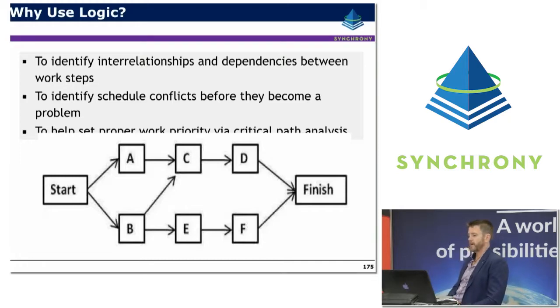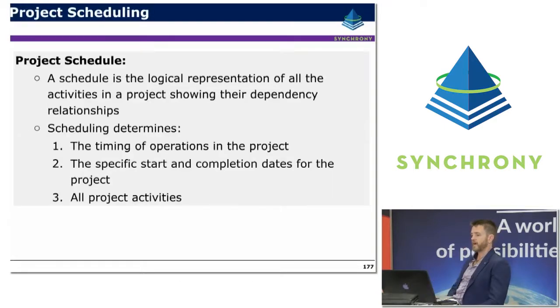This is a very simplistic representation of logic in a schedule. This representation identifies the relationships and dependencies between a number of work steps, A through F, and it helps us identify schedule conflicts before they become a bigger problem, and set the work priority for critical path analysis. The project schedule is a logical representation of all of the activities in the project showing their dependency relationships.